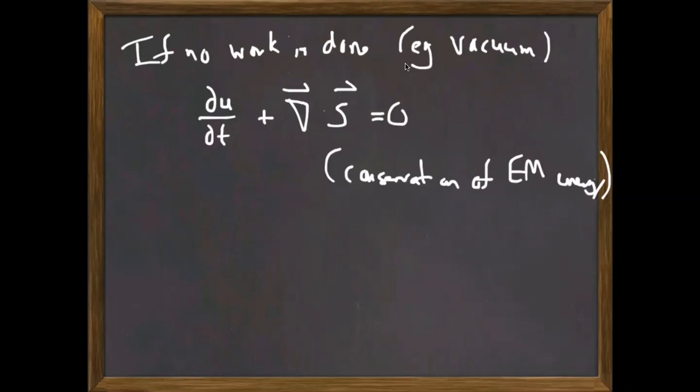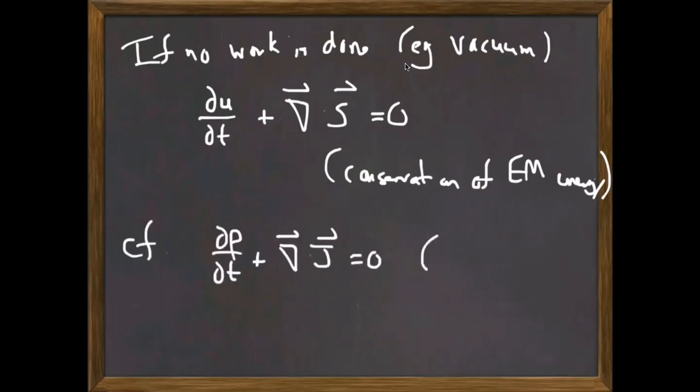That equation should look real familiar. It should look exactly like d rho/dt plus divergence of J equals 0. That was conservation of charge. And so when there's no work being done on charges, the electromagnetic energy is conserved and it satisfies the continuity equation. The energy density is U, the energy flux is S, or the energy current, if you like. So these are exactly analogous equations.